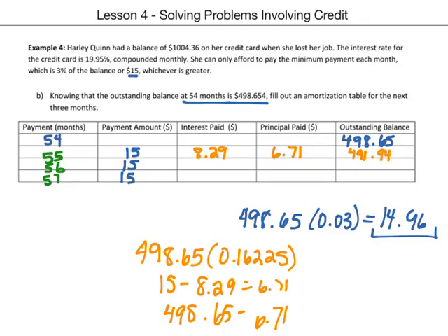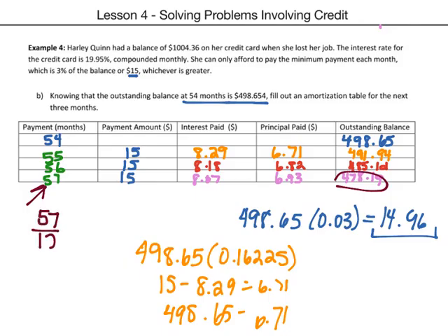So pause the video and fill out the last 2 months. So you should get these numbers. So what we're looking at right here is that at 57 months, she still owes $478.19. So let's just think about this. 57 divided by 12 is 4.75. Yeah, 4.75. So that's very close to 5 years.